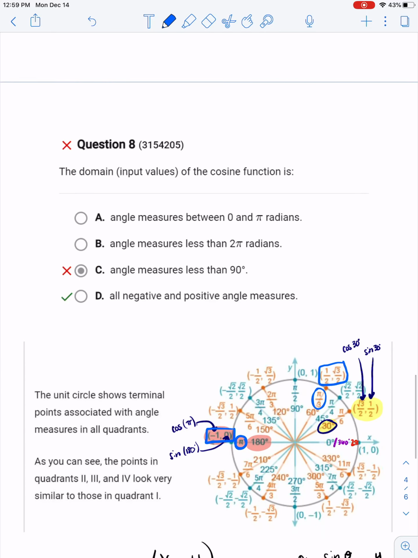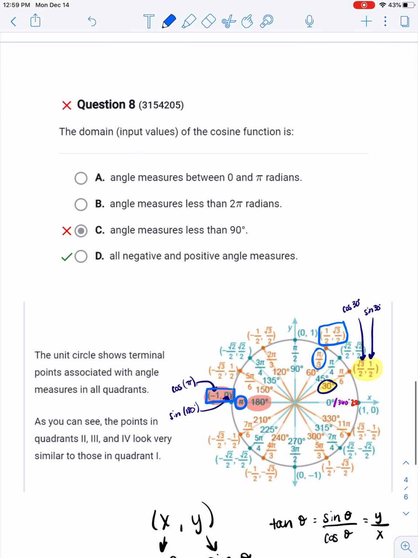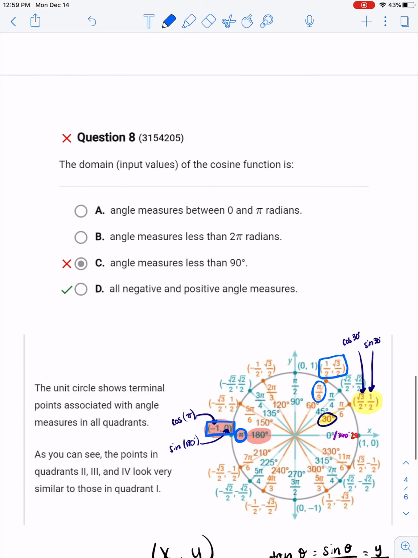All right, and then the last one, the domain input values of the cosine function, is a little bit different. It says the domain or the input values of the cosine function. So if you look at your options, it says angle measures between 0 and pi. That means you cannot have negative cosine values, which we do have negative cosine values. Oh, I'm sorry, this is the cosine function. Okay, this is a little bit different.